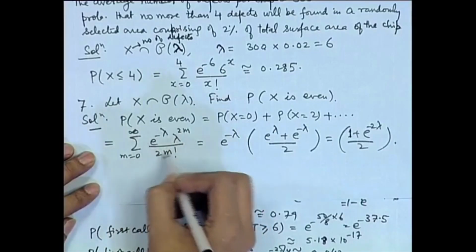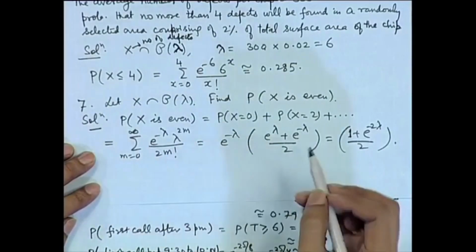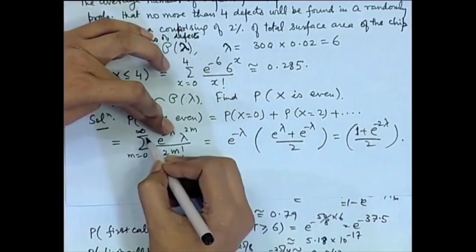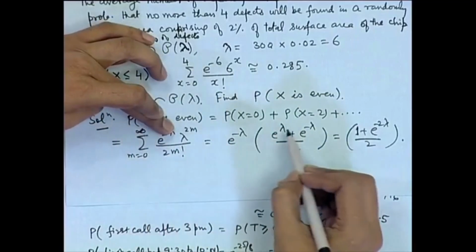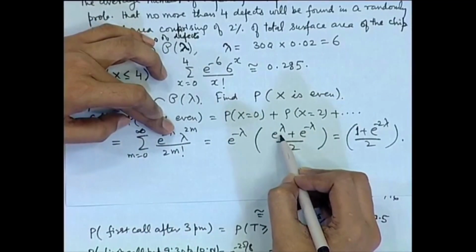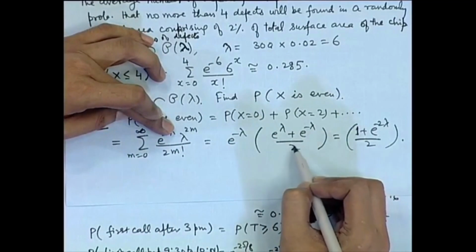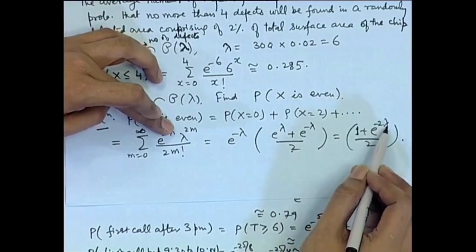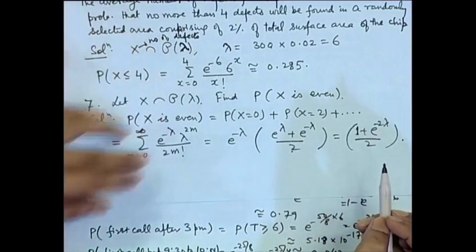So, we can write it in this form, m equal to 0 to infinity. If we take out e to the power minus lambda, the infinite series is actually the sum of e to the power lambda plus e to the power minus lambda divided by 2. So, it is equal to 1 plus e to the power minus 2 lambda by 2.